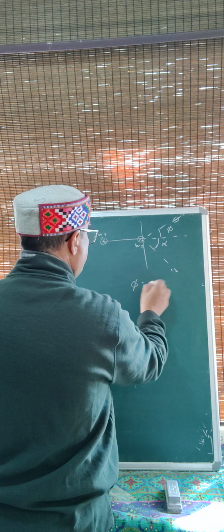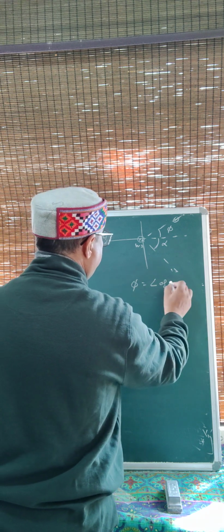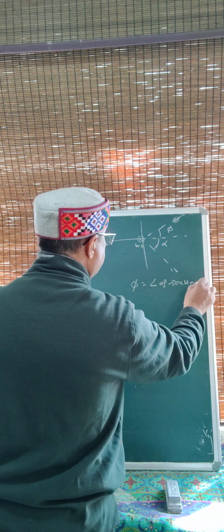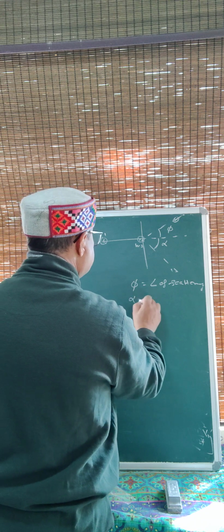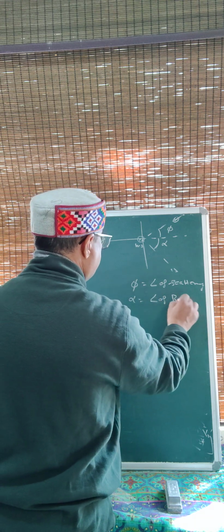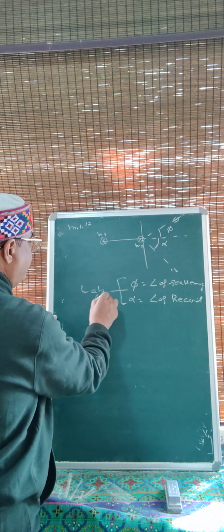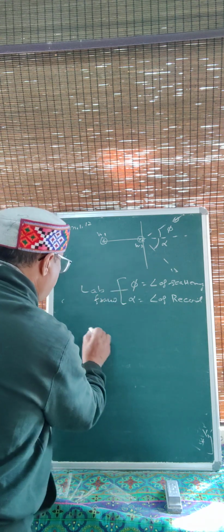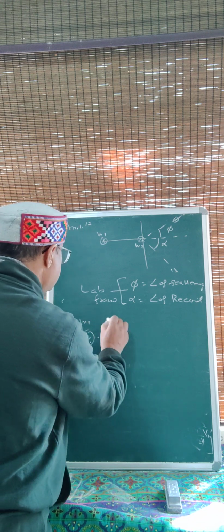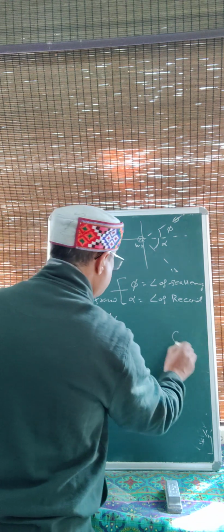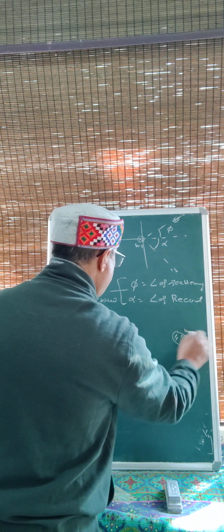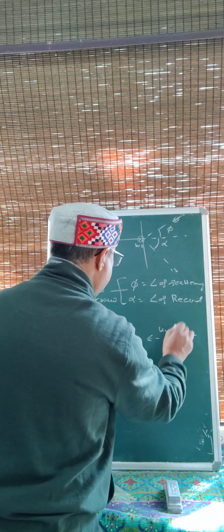ये m1 इधर गया और m2 इधर गया. तो phi was called angle of scattering, alpha is called angle of recoil, और ये दोनों कहाँ पे हैं, लैब फ्रेम में. और सेंटर ऑफ मास फ्रेम में क्या होता है, m1 moving with u1 dash, this is m2 moving with u2 dash.